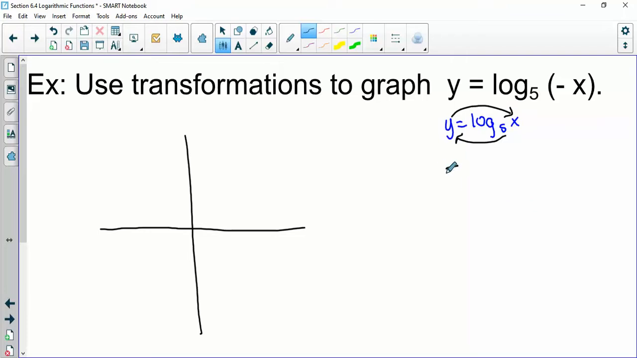Alright, so the parent function, this would be 5 to the y equals x. So y is your exponent, so we'll plug in -1, 0, and 1. 5 to the -1, so negative exponent just flips it, that's 1/5. 5 to the 0, anything to the 0 power is 1. And 5 to the first is just 5. So if we plot these, we have (1/5, -1), (1, 0), and (5, 1).